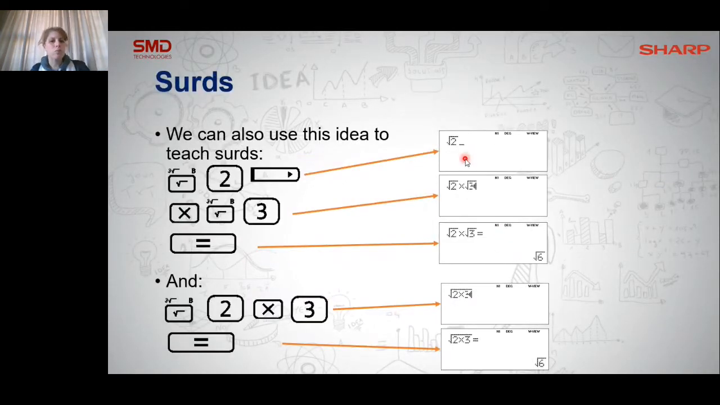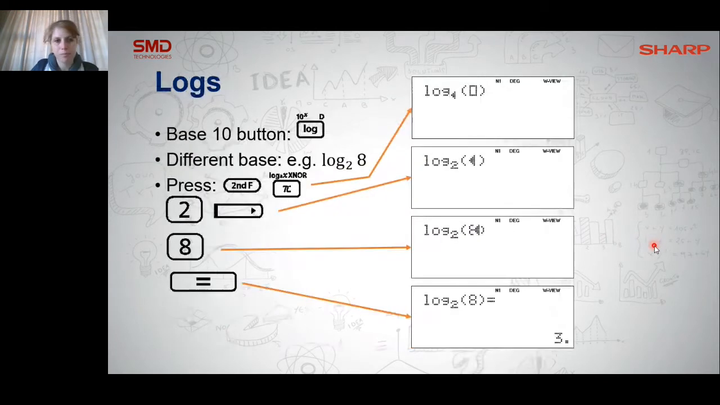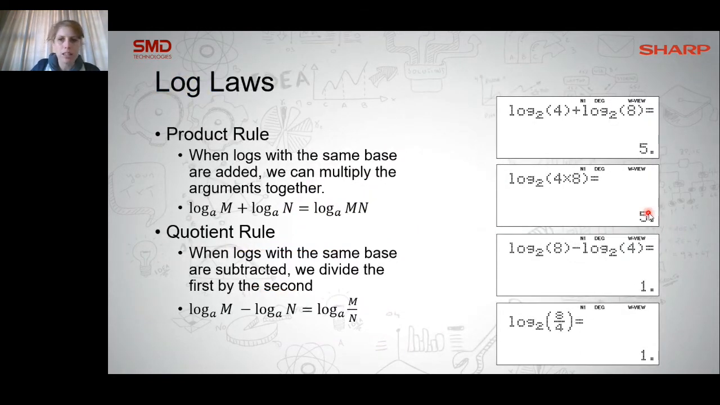And again, you can prove the surds rule in exactly the same way. So when we have surds where our root is exactly the same, then we can multiply the inside of the surds together. Now, there was some confusion about logs. So this is just a step-by-step way on how to do logs with your calculator. And I'm going to actually work through them because there are some really nice log rules here that I want to show you on the calculator.